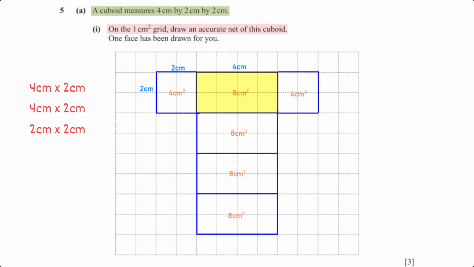One of the faces with dimensions 4 centimeters by 2 centimeters has been drawn on the grid for us. This face is connected directly to the faces with dimensions 2 centimeters by 2 centimeters on the sides and the face with dimensions 4 centimeters by 2 centimeters. This face is connected directly to the face with dimensions 4 centimeters by 2 centimeters, which is also connected to the face with dimensions 4 centimeters by 2 centimeters.